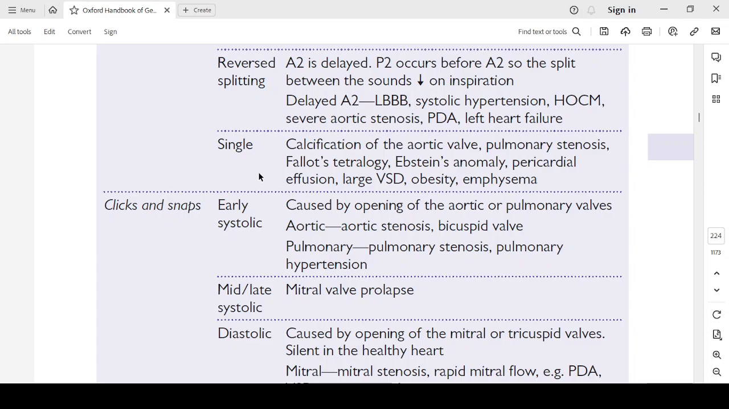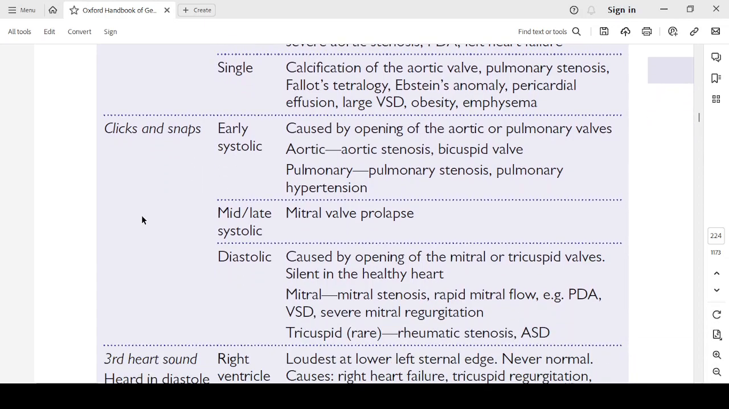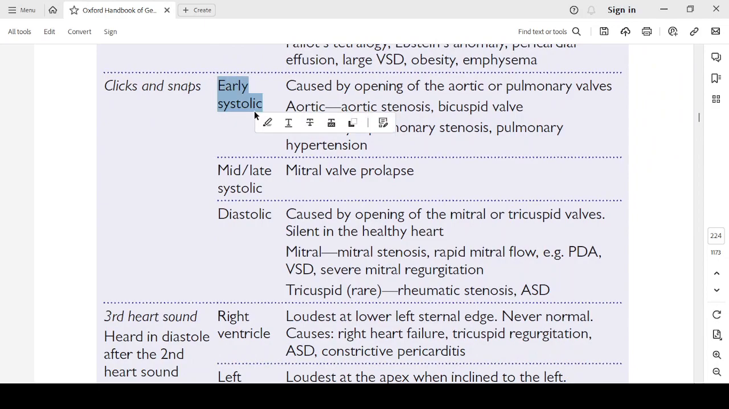Single. There's only a single second heart sound. Either there's a calcification of the aortic valve, pulmonary stenosis, Fallot tetralogy, Epstein's anomaly, pericardial effusion, large VSD, obesity, emphysema. Clicks and snaps.